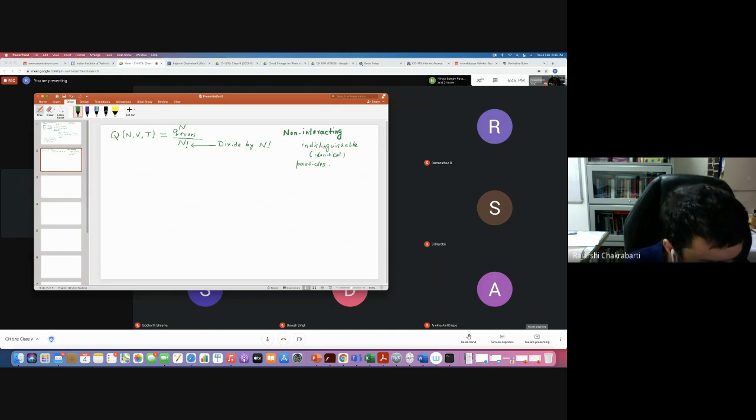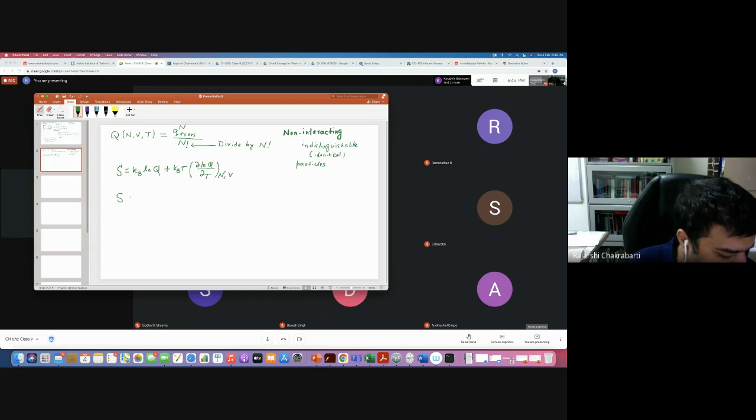Okay. Now let us do this. If I do it this way, then what is entropy? Entropy is kB ln Q plus kBT d ln Q by dT at constant N and V. This is fine.